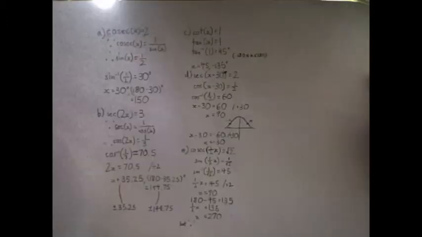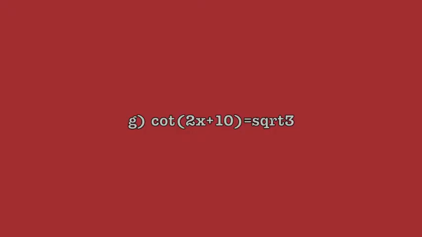Then you have to solve the equation again, which is 270. But because 270 isn't in the range, it's not an answer. So the only solution is x equals 90 degrees.